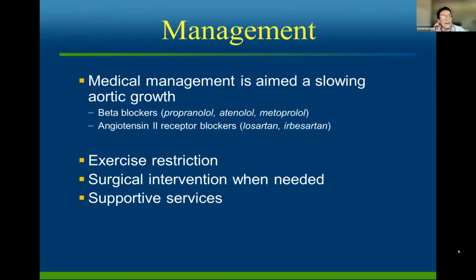Our medical management, as I previously mentioned, is really aimed at slowing aortic growth. As Dr. Buber had mentioned, we do this by the use of beta blockers. This includes different medications within the same class, including propranolol for younger children, atenolol, and metoprolol. We also use angiotensin II receptor blockers that work within the tissue to block receptors that are important in blood pressure control. These include losartan and irbesartan.